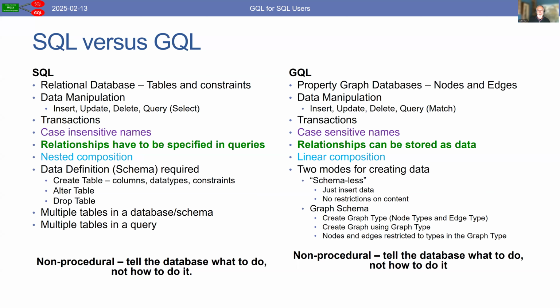that the relationship exists. There's a couple other differences, like case sensitive versus case insensitive, nested composition versus linear composition. But the biggest difference is having to know relationships when you write the query in SQL, and storing the relationships in the data in GQL. Both languages are non-procedural. That is, you tell the database what to do, not how to do it.